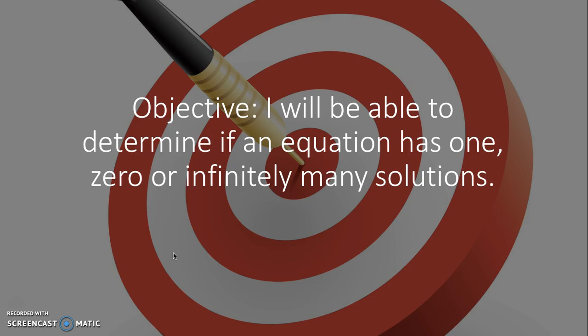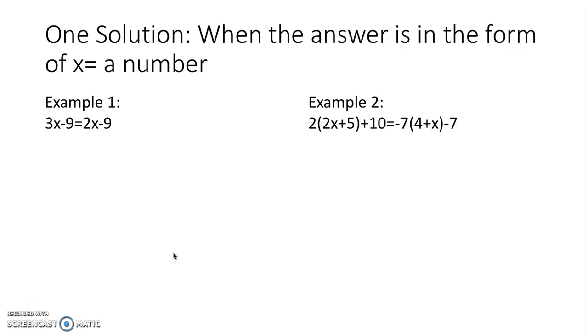Okay, so one type of answer that could be for these equations is one solution. And what that's going to look like is when the answer is in the form x is equal to a number. So let's take a look at some examples, because as soon as you see these examples, I'm sure that will make a lot more sense to you.